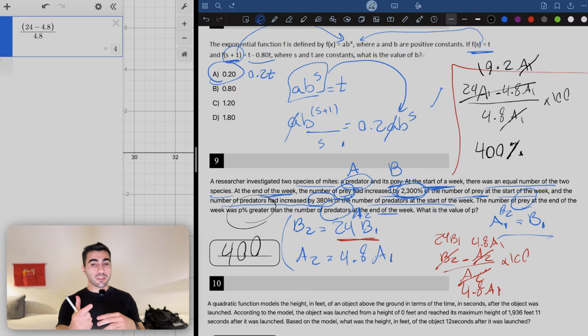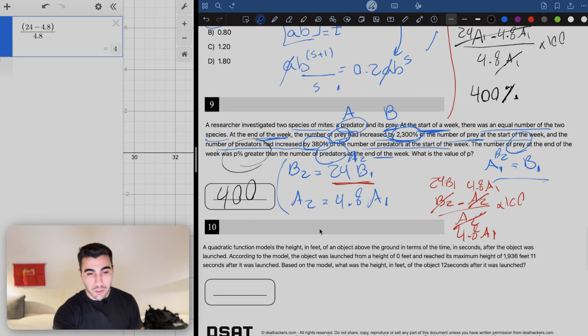The question asks us for the difference, the percent change. So that's like new minus old divided by old. That's what we did. We just substituted with the equation that we have and solved. That's how we do this question.